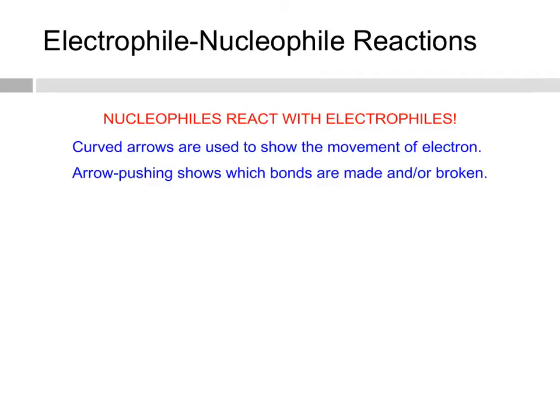Electrophiles and nucleophiles are the basis of all organic reactions. Nucleophiles react with electrophiles. If you understand that principle, you will be able to predict the product of any reaction. When you're trying to predict products, remember that curved arrows are used to show the movement of electrons. Arrow pushing shows which bonds are made and which bonds are broken.